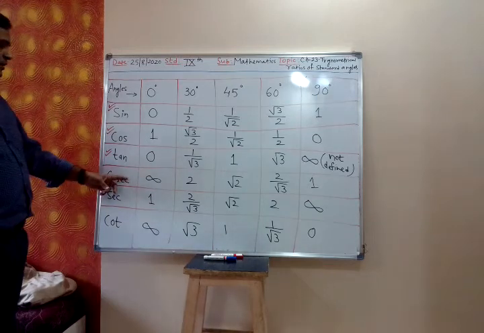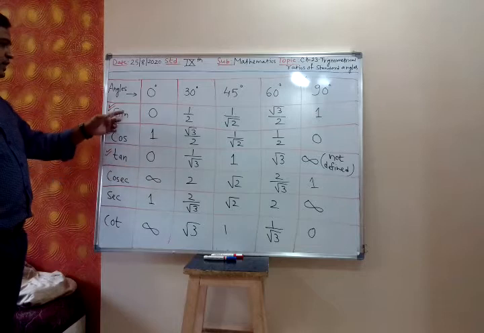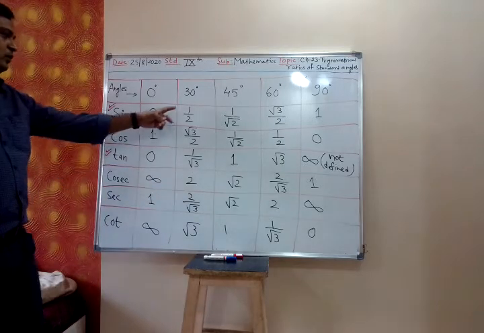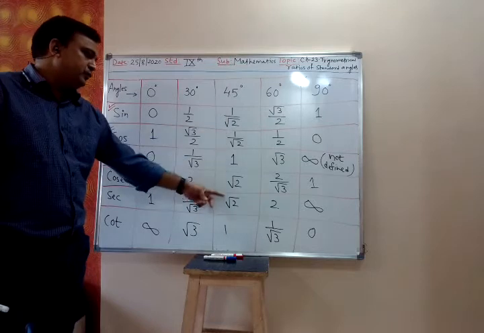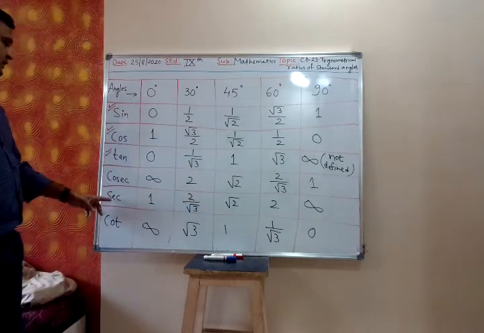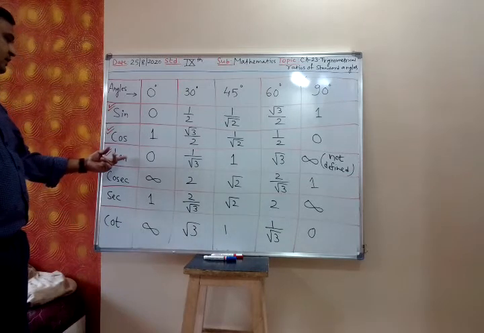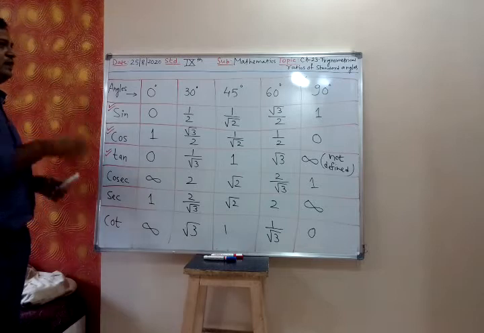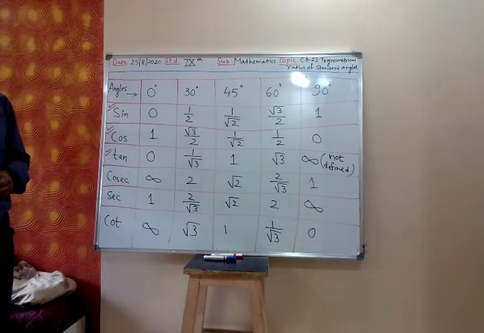Then cosec is the inverse of sine. Just take the inverse of sine. So 1 upon 0 is infinity, 1 upon 2 is 2, 1 upon root 2 is root 2. Then sec is the inverse of cos, and cot is the inverse of tan. Is it clear?